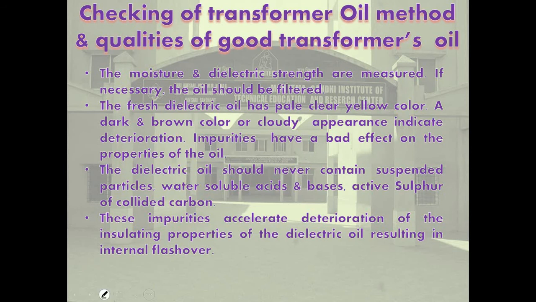Now, first is checking of transformer oil method and qualities of good transformer oil. The moisture and dielectric strength are measured in checking of transformer oil methods. If necessary, the oils will be filtered. The fresh dielectric oil has pale yellow clear color. A dark and brown color or cloudy appearance indicates deterioration. Impurities have a bad effect on the properties of the oil.